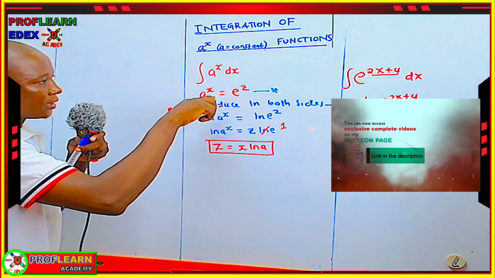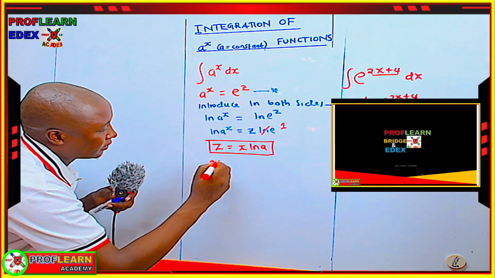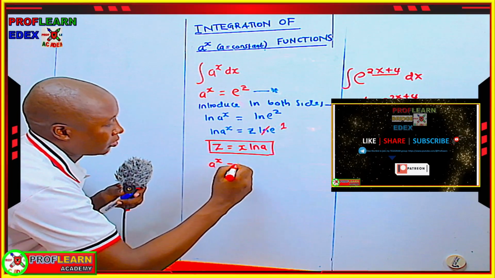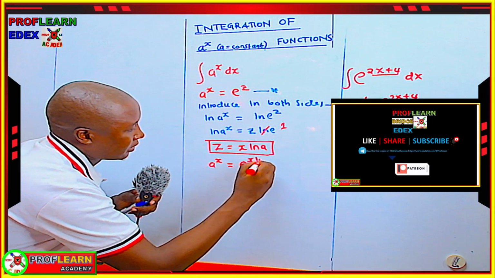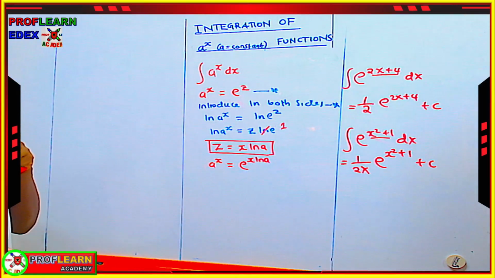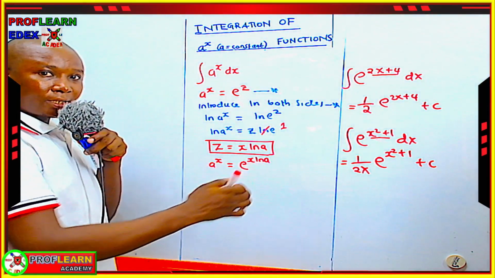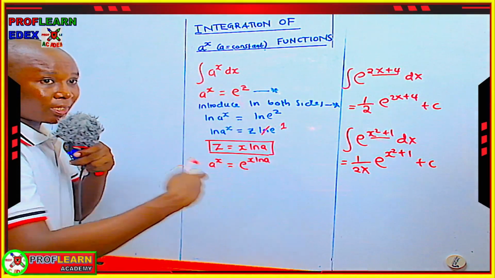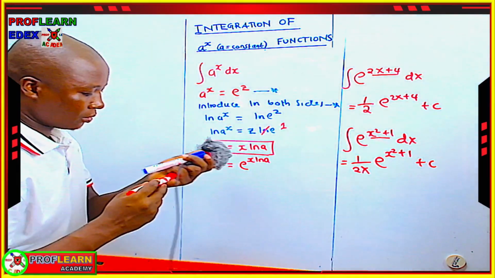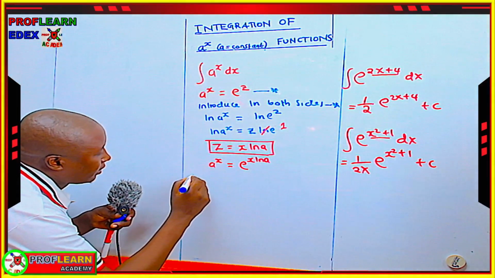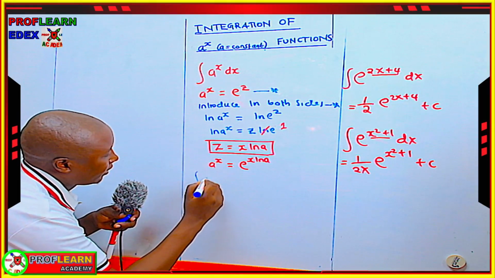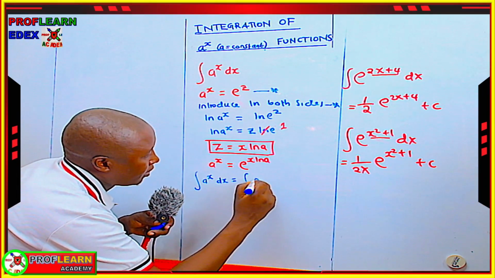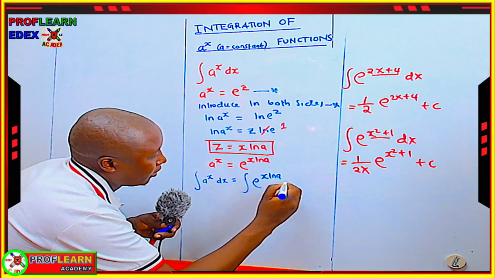So this expression a^x means that a raised to power x is equal to e^(x ln a). This one is equal to this. So when we integrate, we can now replace this with this so that we can proceed with the integration process. We can now say the integral of a^x with respect to x is the same as the integral of e^(x ln a) with respect to x.